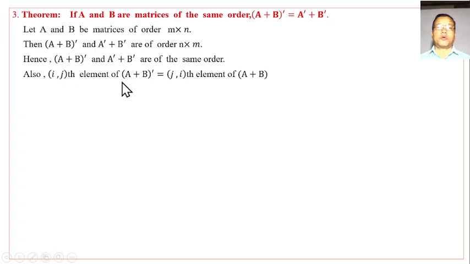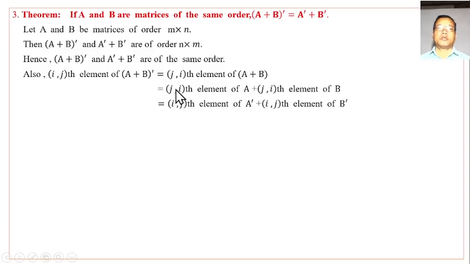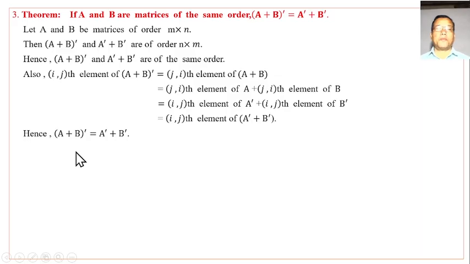Also, the ijth element of the transpose of A plus B is equal to the jith element of A plus B. Let C equal A plus B. Then the jith element of C is the jith element of A plus the jith element of B, which is the ijth element of A transpose plus the ijth element of B transpose. That is the ijth element of A transpose plus B transpose, the sum of the corresponding elements. Hence the transpose of A plus B equals A transpose plus B transpose. Hence proof.